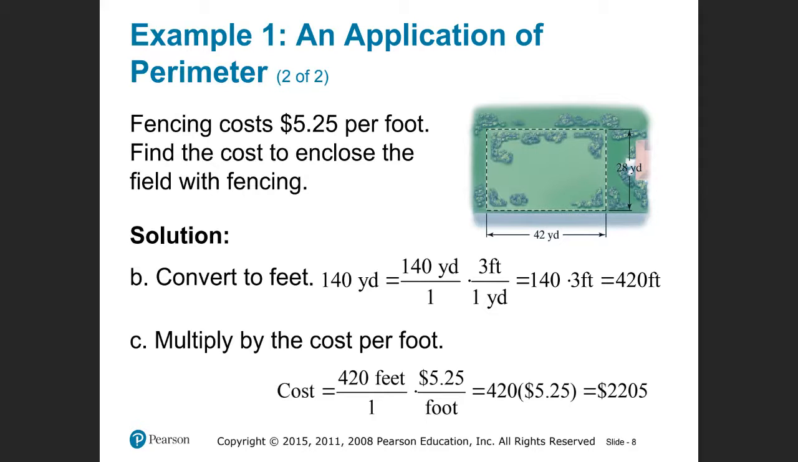The tricky part here is the fencing is priced per foot, and we found the perimeter in yards, so we have to convert to feet. There are 3 feet in a yard, so 140 yards is equal to 140 yards over 1 times 3 feet over 1 yard. Or just simply multiply the 140 by 3, and that gives us 420 feet. So that is the perimeter of this area in feet. We multiply by the cost per foot, which gives us $2,205.